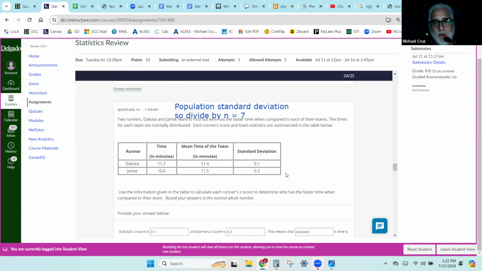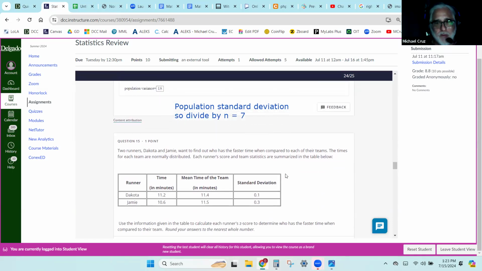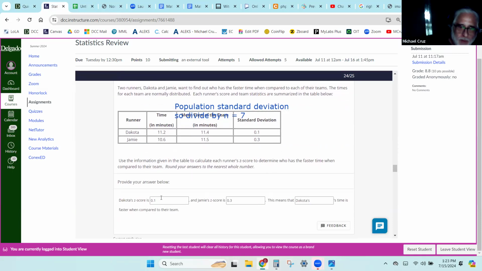All right. Well, I think we're just about done with most of these. So smallest standard deviation means better. So Dakota's z-score of 0.1 and Jamie's. Let me look at something over here.